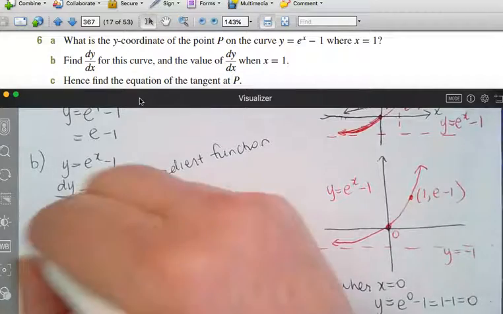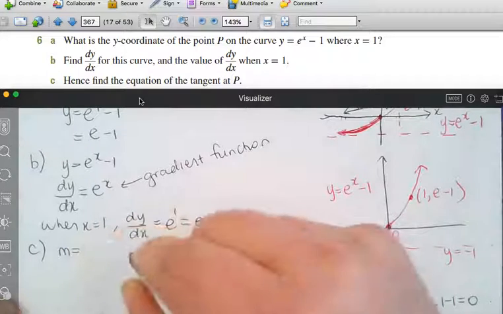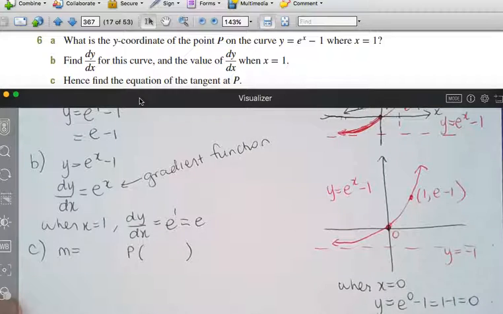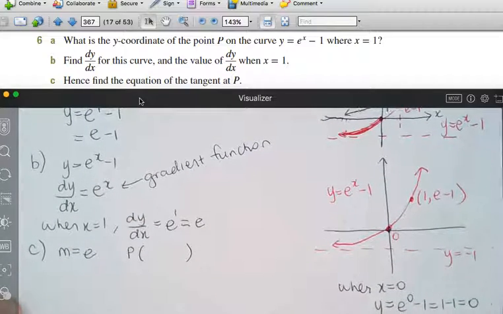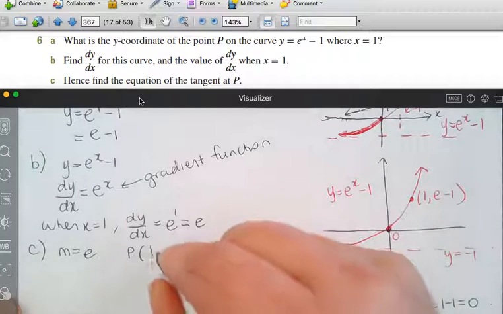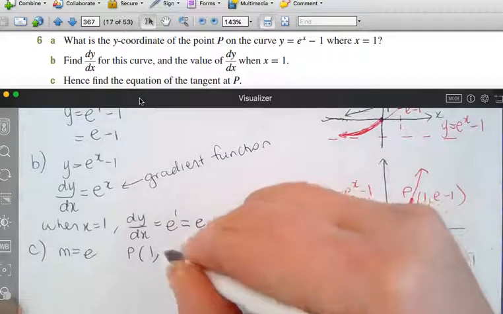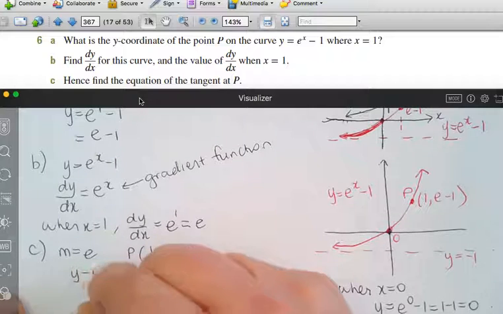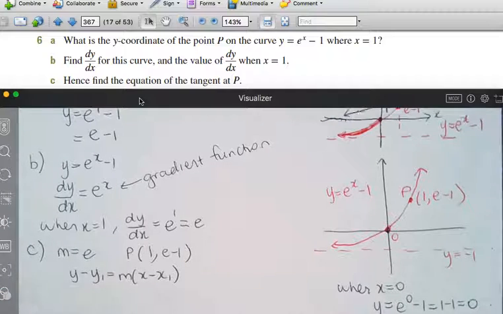Okay? Now they want you to find the equation of the tangent at P. So do you have the gradient? And you have the point. What's your gradient at point P? Yep, gradient's e, and point P is 1, e minus 1. That's point P. Okay, point gradient formula. y minus y1 equals m bracket x minus x1. Off you go.